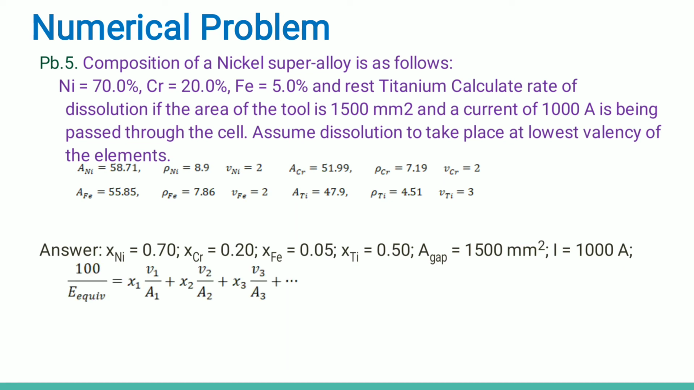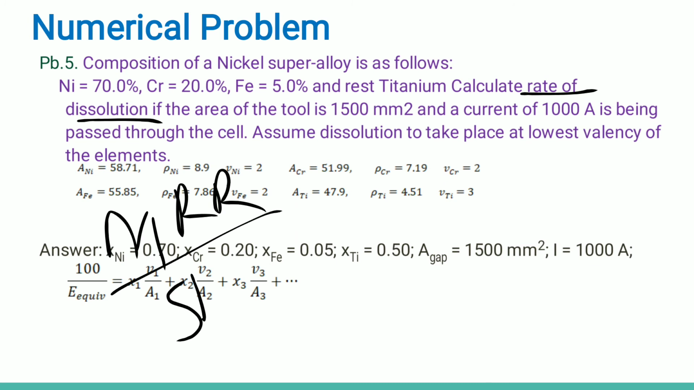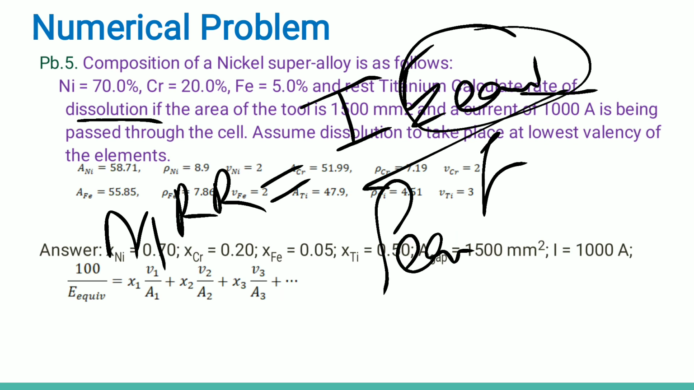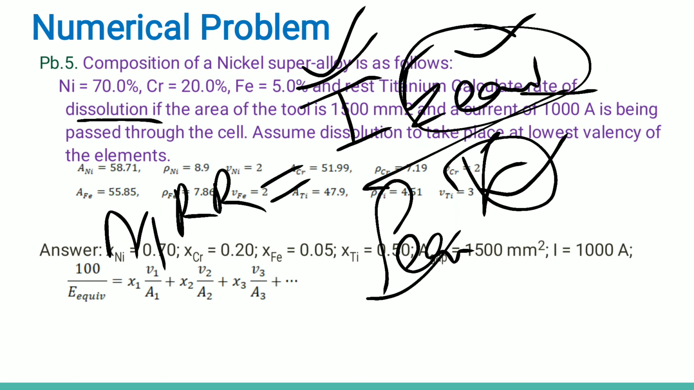First of all, what is the formula? That is MRR, because we have to calculate the feed rate, meaning the rate of dissolution means feed rate. So the feed rate will be equal to MRR upon surface area. But first of all we have to calculate this MRR. So the MRR will be I into E equivalent upon rho equivalent into F. There is no need to write V because we have already included it in E equivalent. I and F are given to you, and we already know the F value. We have to calculate this E equivalent and rho equivalent. Then we'll get the value of MRR.